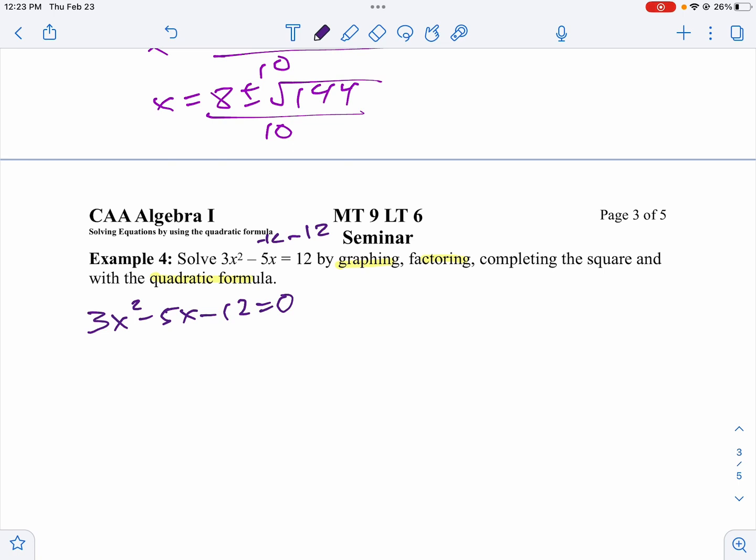Then what I'm going to do is graph the related function. Instead of using 0, I'm just going to say f of x, or you could say y if you want to, equals 3x squared minus 5x minus 12. Well, I can graph this. I'd have to find my axis of symmetry, my vertex, just like we've done before, but we can graph this. So let's type that in.